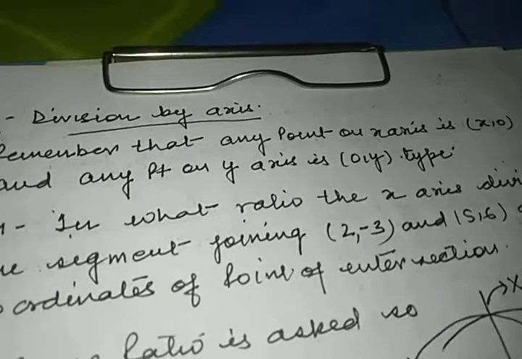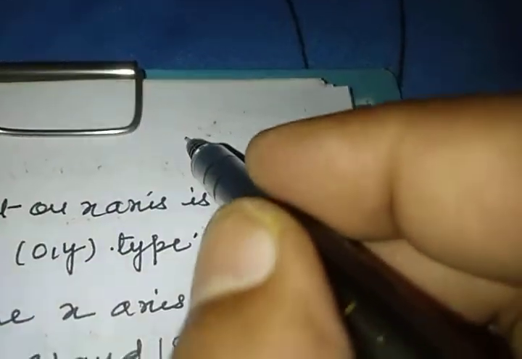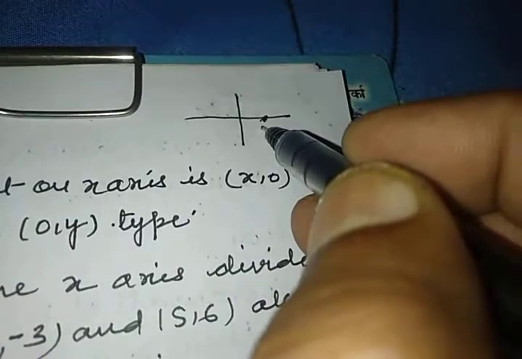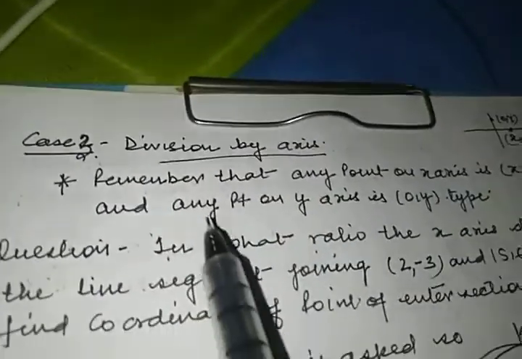Okay. So remember here that any point on the x-axis, I'm telling again, will be of the type (x, 0). Y will be 0 here, and any point on the y-axis will have x as 0, so it will be (0, y). Remember these two things whenever the axis is concerned. So here we are getting the axis only.